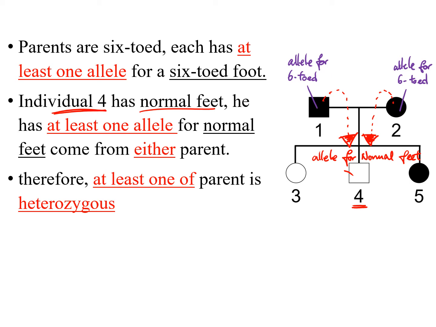If this normal feet allele comes from either parent 1 or parent 2, then parent 1 or parent 2 might also have the allele for normal feet. Same case for parent 2, allele for normal feet.